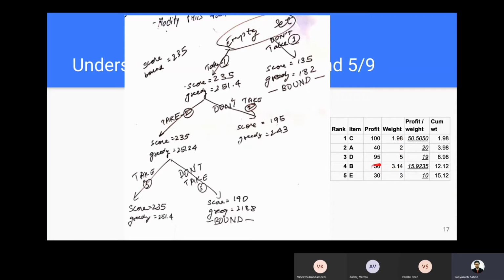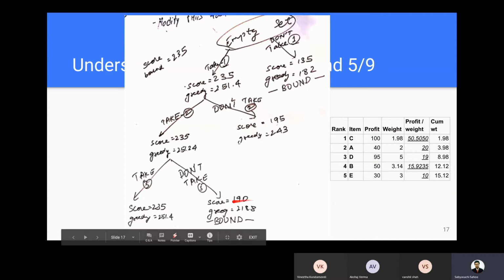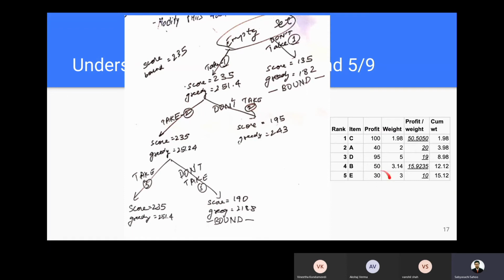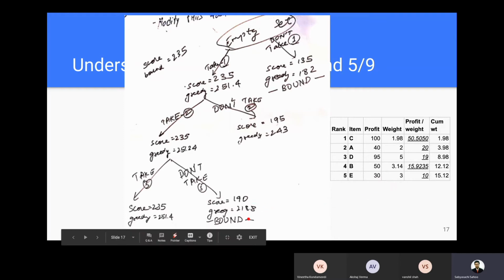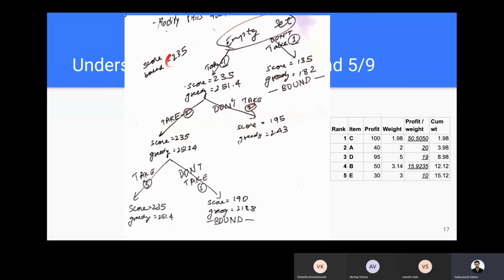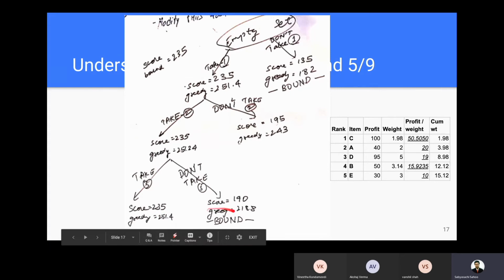In that case, your score comes out to be 50 plus 40 plus 100. That is, your 0-1 knapsack comes out to be 190, and your fractional knapsack, where you can also take a part of 5, you have not taken 3. You have taken 1, 2, 4, and a part of 5. Your greedy score comes at 218.8. But at this point again, you can see that this greedy has a higher value than the best solution so far, but this greedy score does not. So here we bound it, and without any confusion, we go further and explore this part.